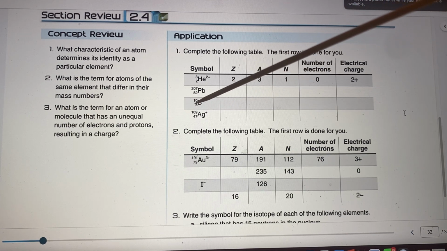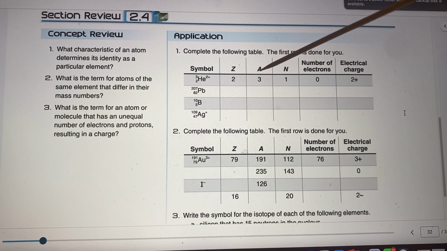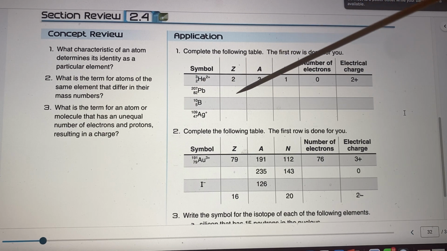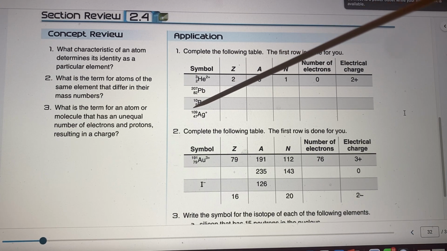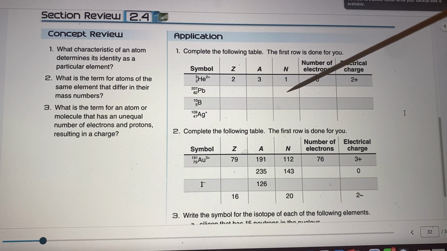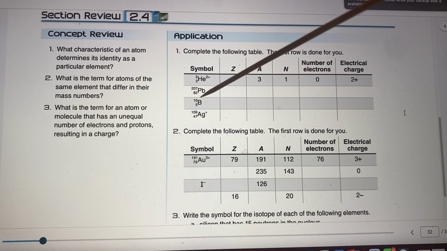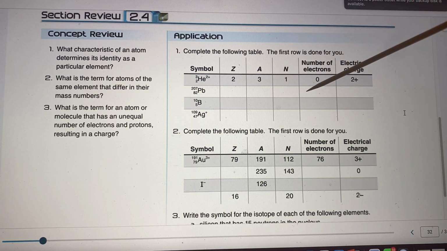The Z number is 82. The mass number is going to be 207. How many neutrons is it going to have? 207 minus 82, which equals 125. So it'll have 125 neutrons. Number of electrons, it's going to have the same number as protons, which would be 82. There's no charge on this.